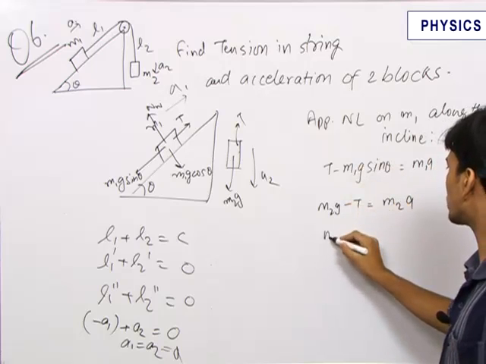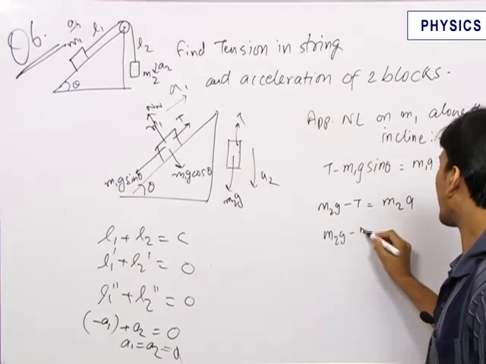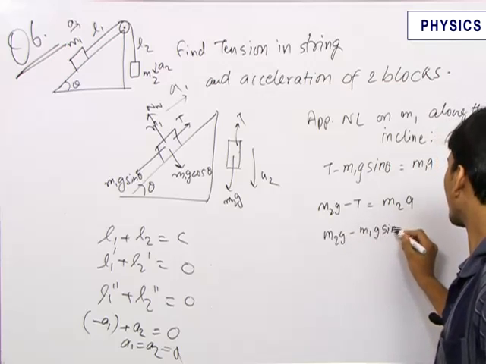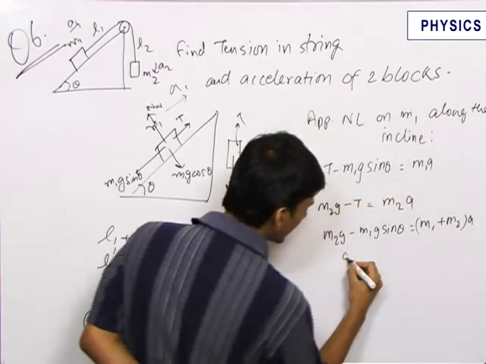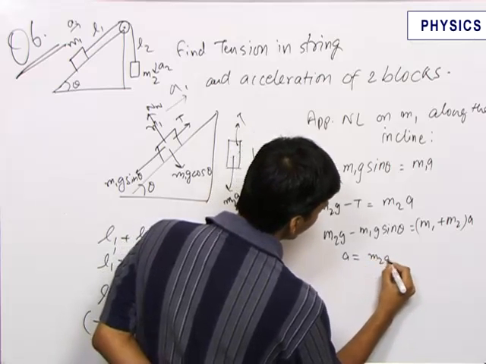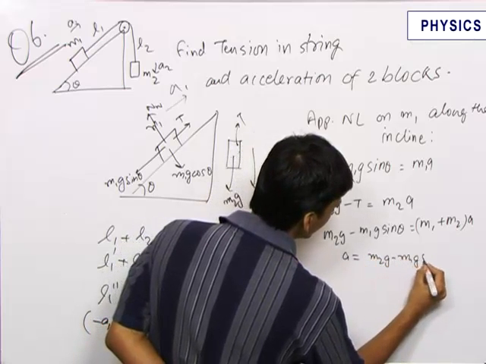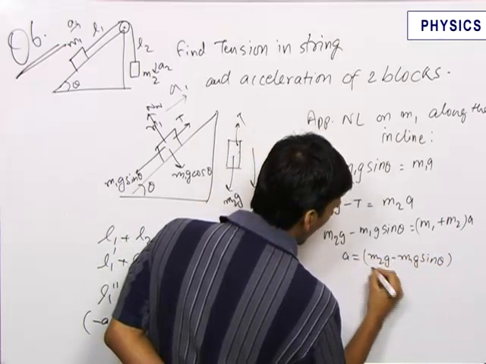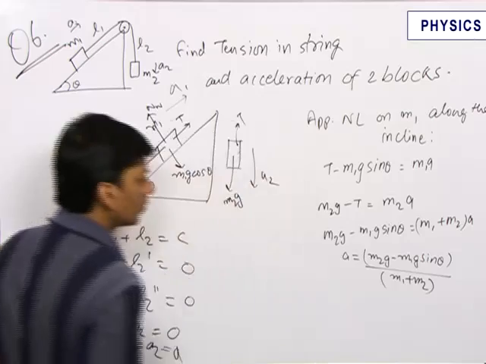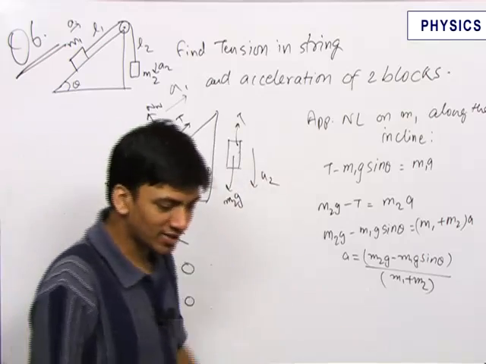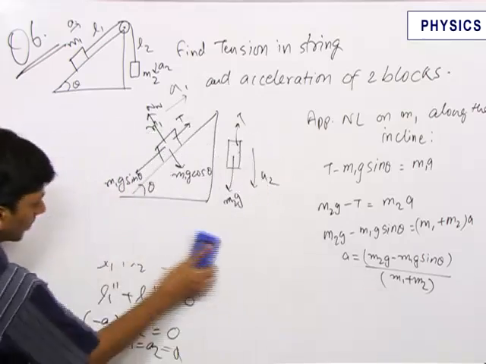We add these two equations to get m2g minus m1g sin theta is equal to (m1 plus m2) into a. So we find out the acceleration as (m2g minus m1g sin theta) upon (m1 plus m2). So we now know the acceleration of both the blocks.